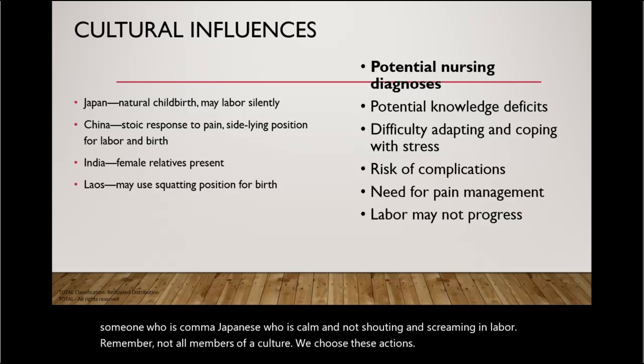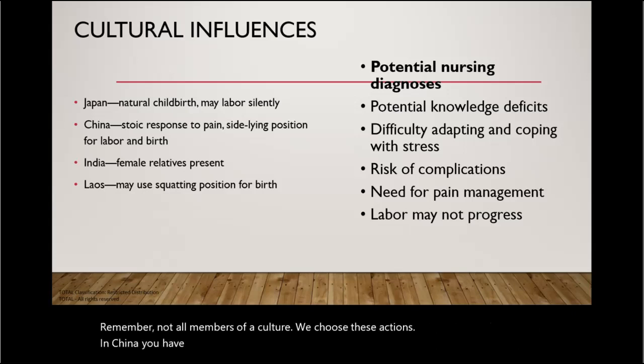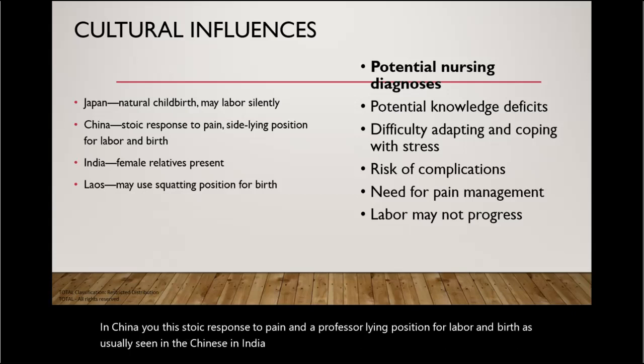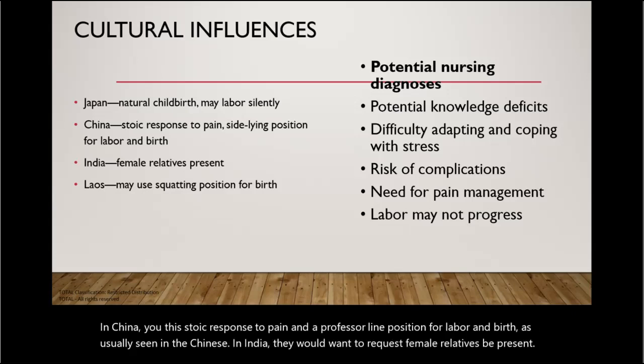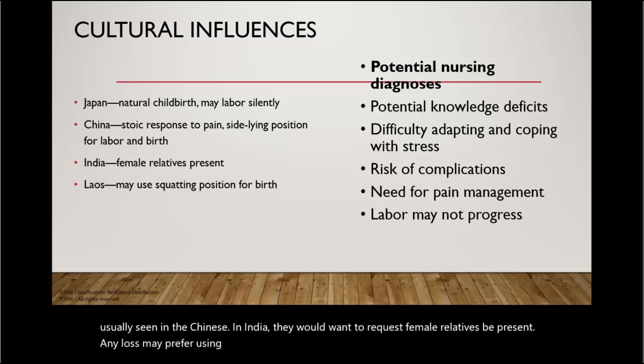In China, you have this stoic response to pain, and they prefer a side-lying position for labor and birth. That's usually seen in the Chinese. In India, they would want to request that female relatives be present. And in Laos, they may prefer using the squatting position for birth.